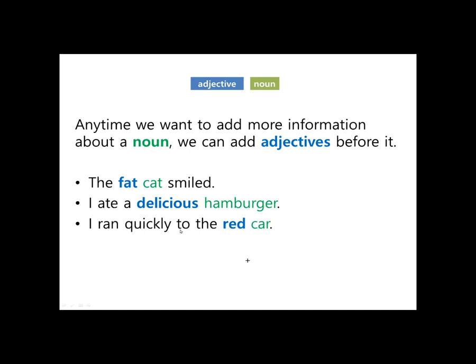I ran quickly to the red car. Okay, so car is the noun, and red is the adjective describing the car. This is an adjective of color, red. He gave me some strawberry ice cream. Strawberry ice cream. So ice cream is the noun, and we're giving some extra description with an adjective. And this adjective is strawberry. So this is a noun acting as an adjective.